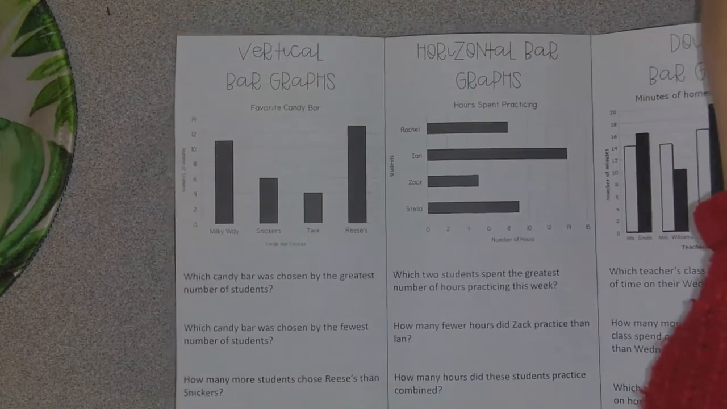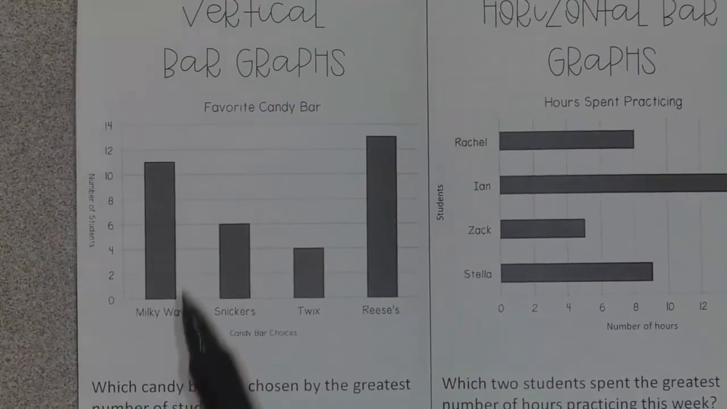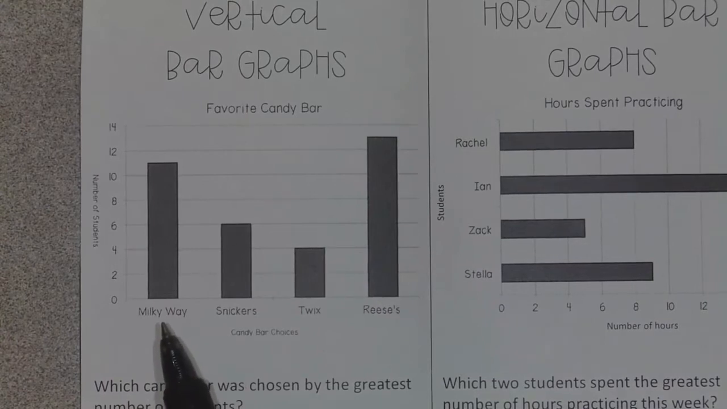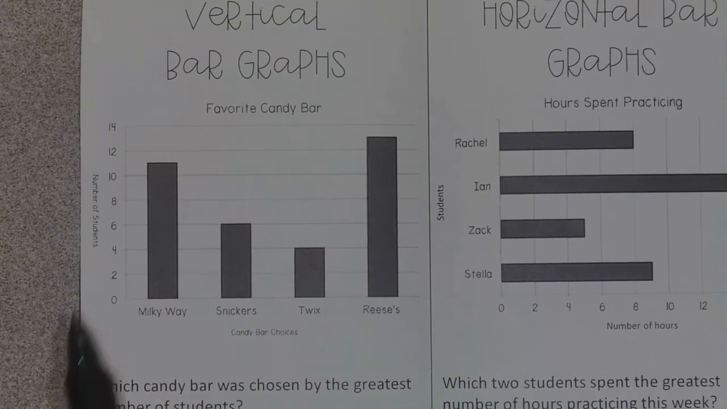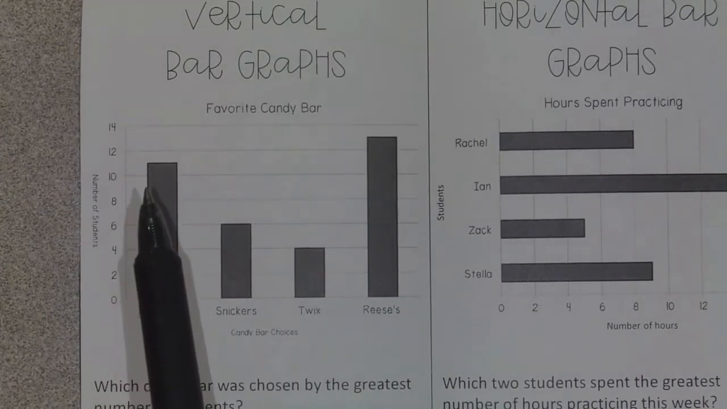So I know it's kind of hard to see. I'm going to zoom in just a little. Okay. So when I look at this, I see that the four candy bars I were comparing were Milky Ways, Snickers, Twix, and Reese's. And then I see that my scale on my y-axis is they were counting by 2s.